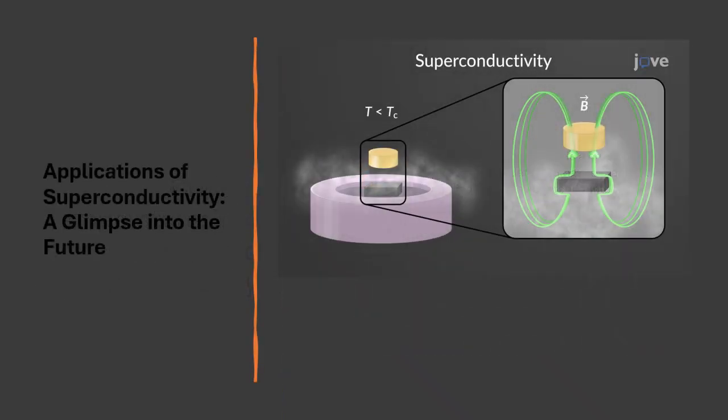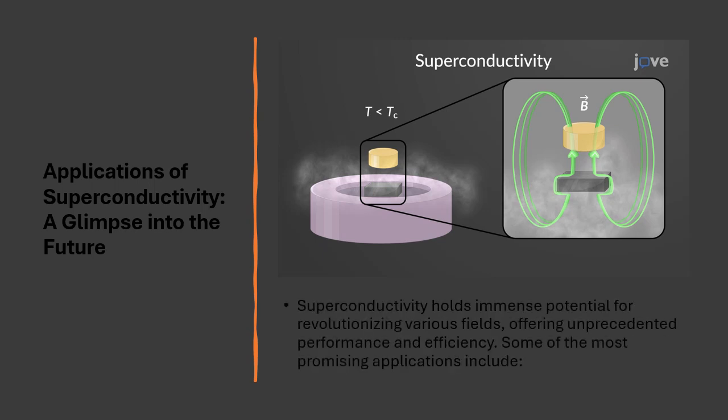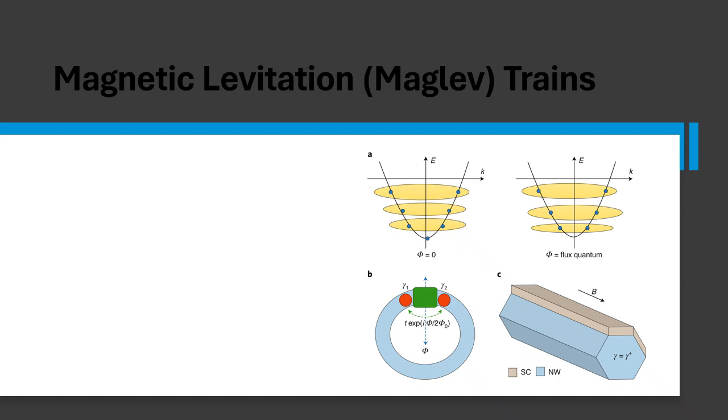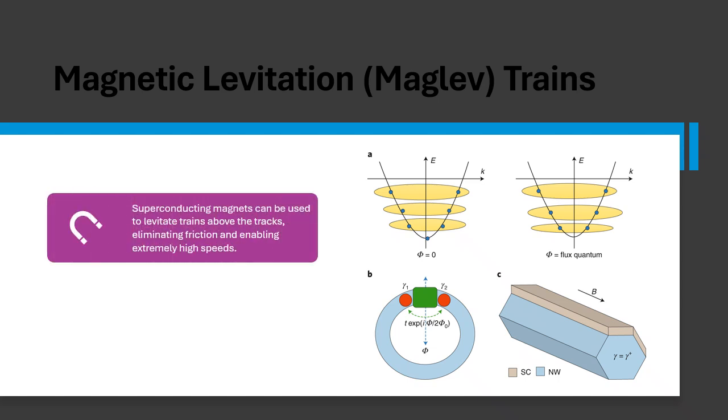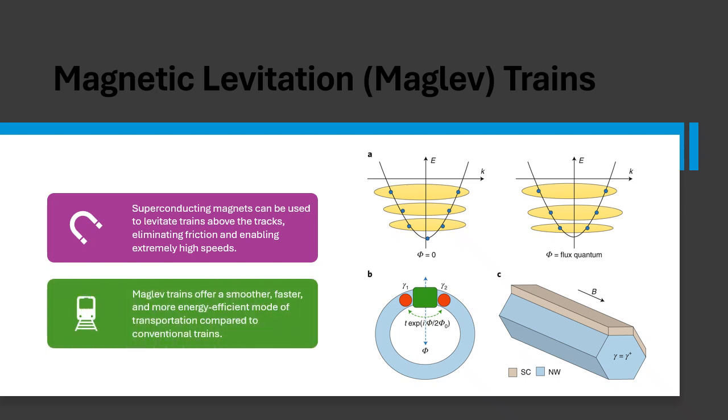Applications of superconductivity, a glimpse into the future. Superconductivity holds immense potential for revolutionizing various fields, offering unprecedented performance and efficiency. Some of the most promising applications include magnetic levitation, maglev, trains. Superconducting magnets can be used to levitate trains above the tracks, eliminating friction and enabling extremely high speeds. Maglev trains offer a smoother, faster, and more energy-efficient mode of transportation compared to conventional trains.